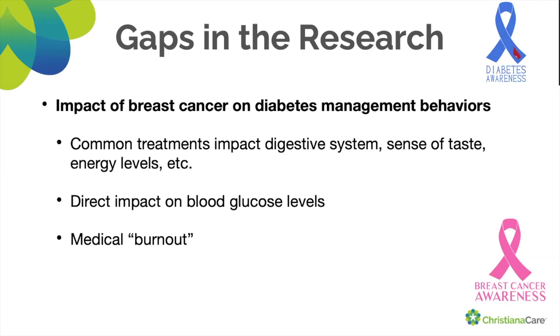When going through breast cancer treatment, some of the common treatments are going to impact things like our digestive system, our sense of taste, energy levels, all of those things, which can have a trickle-down effect on how we might behaviorally be managing our diabetes during that time. There's also some direct impact on things like blood glucose levels. Folks who have to take steroids during treatment are going to see their blood glucose levels go up. And what is the impact of that on the individual?